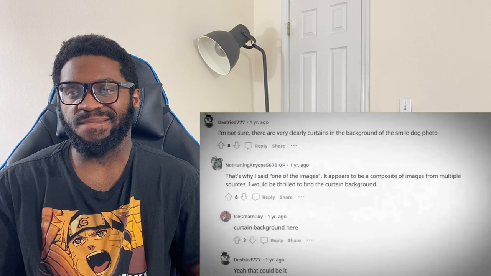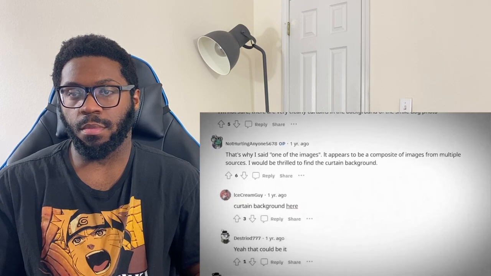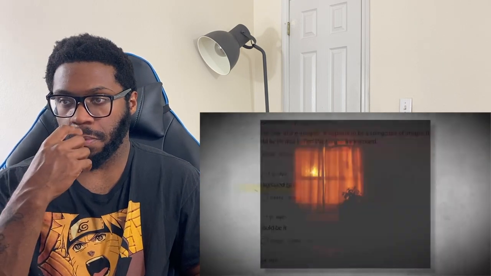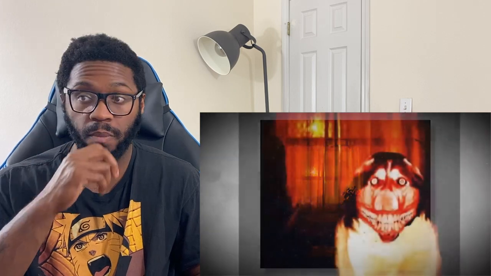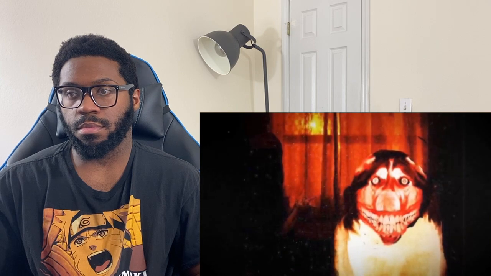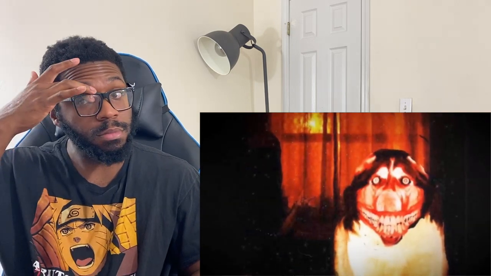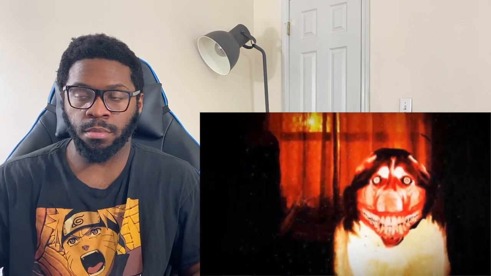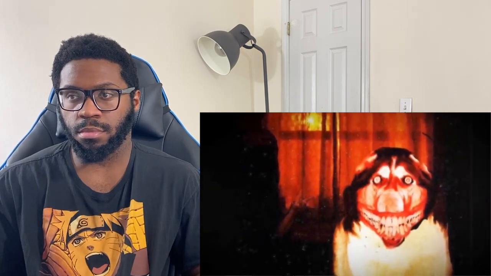A Reddit user named Ice Cream Guy posted a comment revealing that he had found the current background used in the photo. As you can see, in the image the ears have also been clearly cropped off. They would simply need to crop out the dog while only going around its head, position it in front of a crimson curtain background, and then apply the eerie effects to it. But that's pretty much all we know.